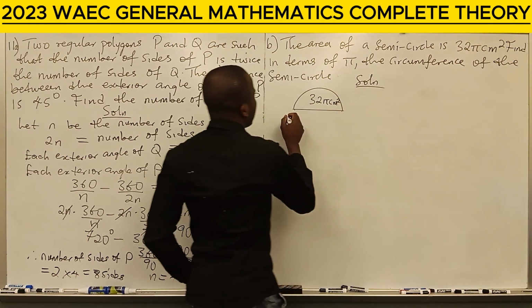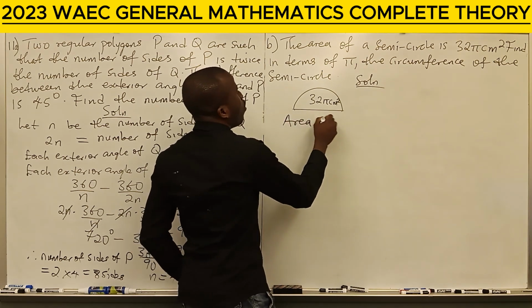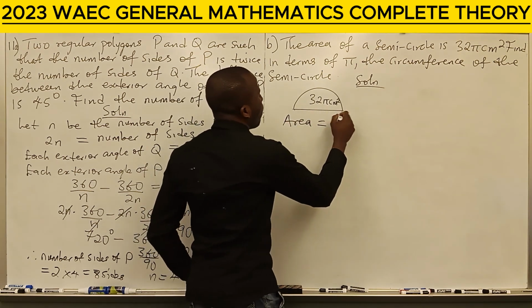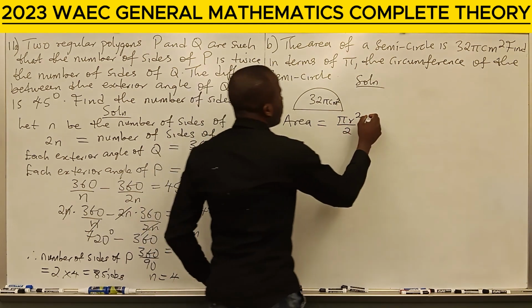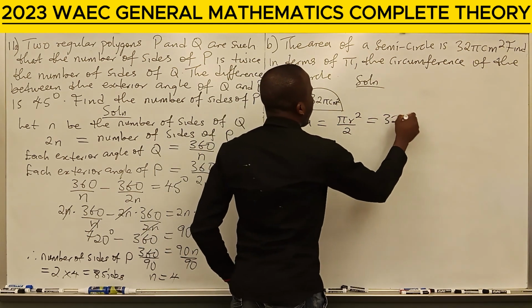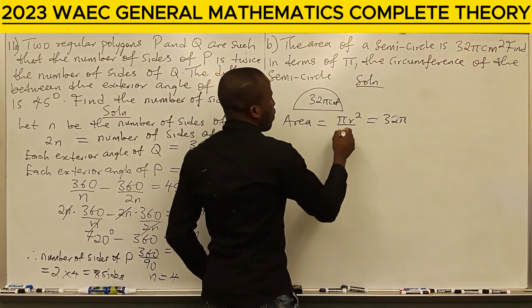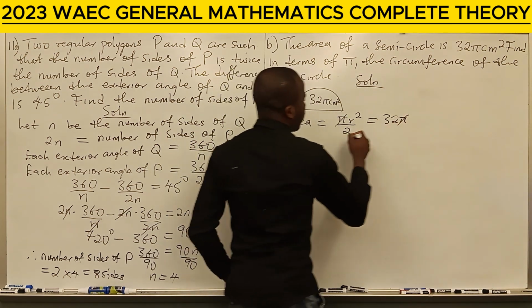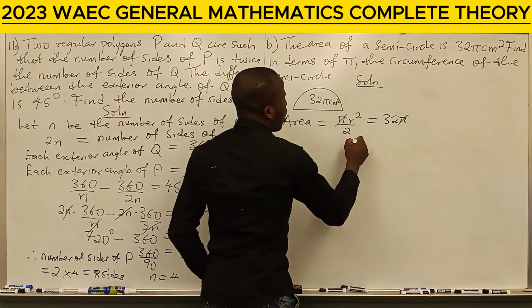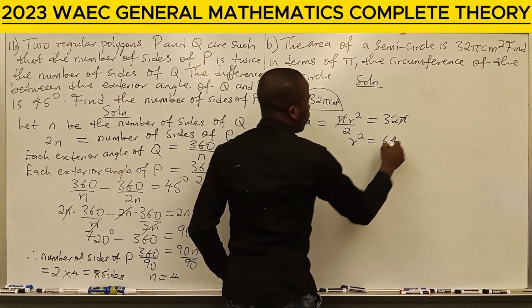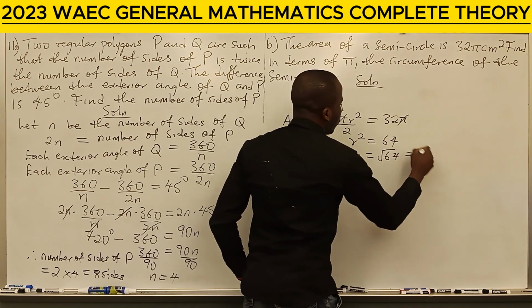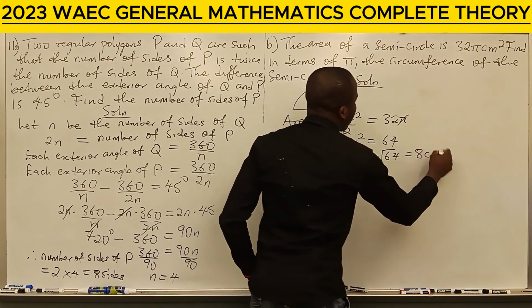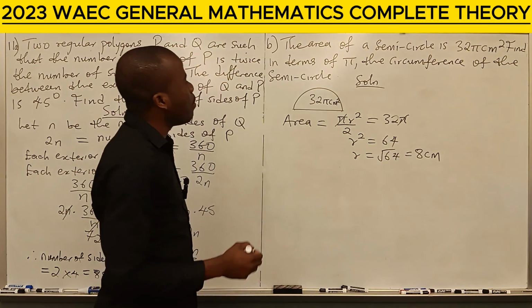We know that the area of a semicircle is πr² over 2, and we are given that it is equal to 32π. π cancels π, and 2 times 32, r² is 64. So r is the square root of 64, which is 8 cm. We have gotten r as 8 cm.